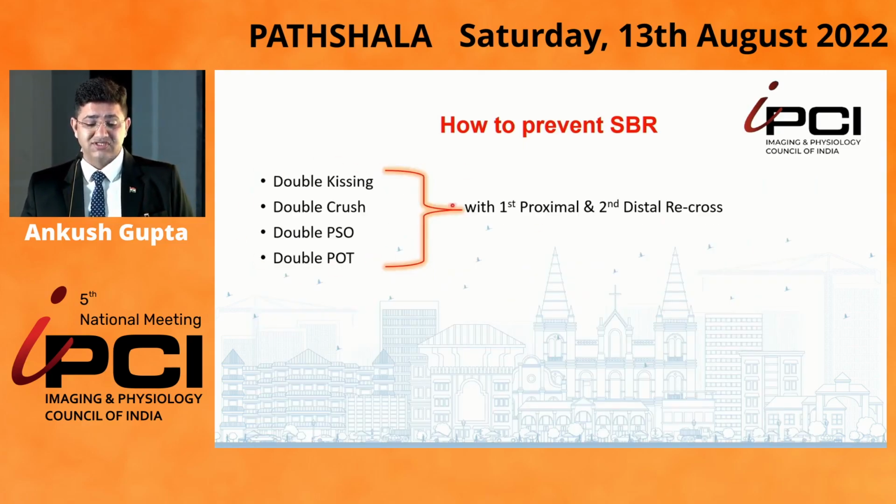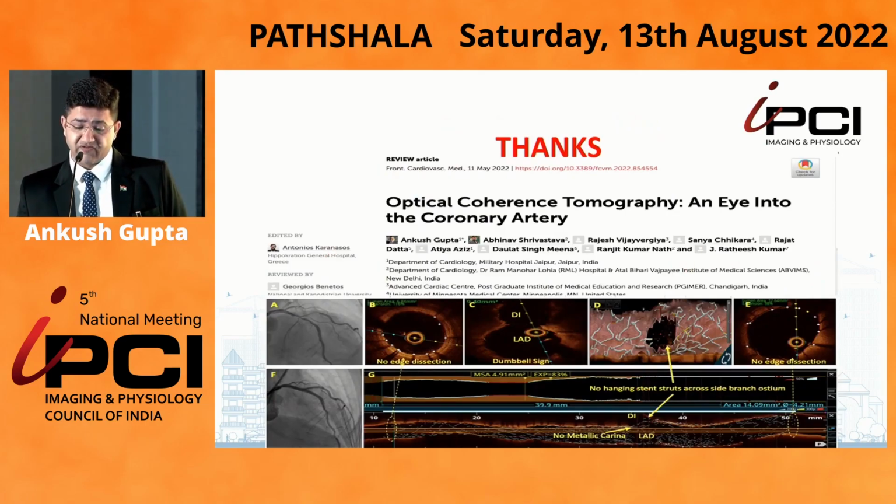We have to use double kissing, double crush, double PSO, double POT to have minimal stent struts across the side branch with first proximal and second distal recross. And this use of OCT in bifurcation angioplasty, we have published in a review article in Frontiers in Cardiovascular Medicine.